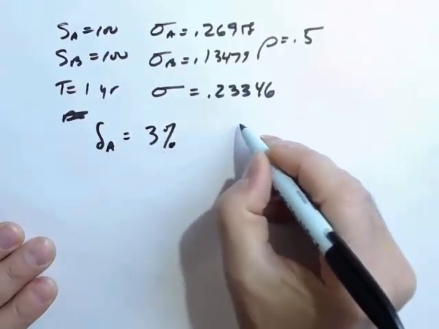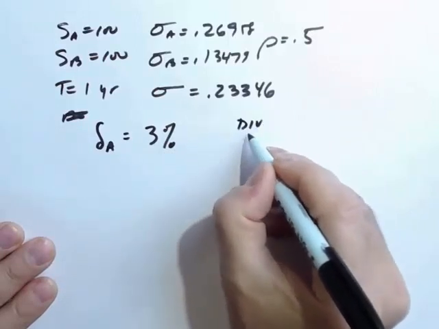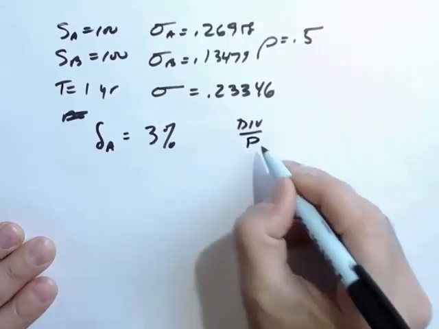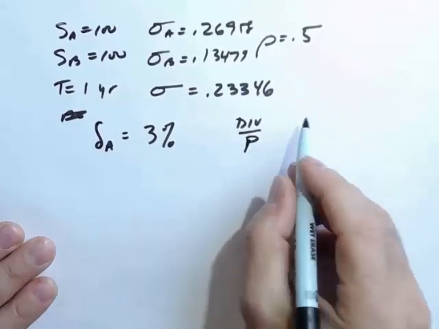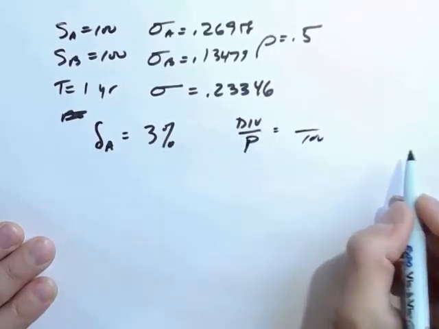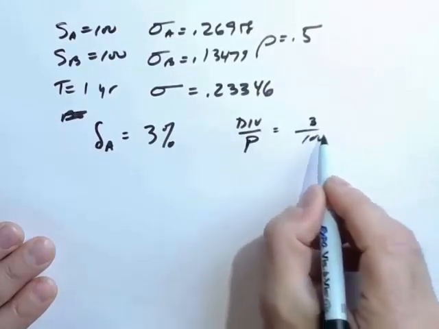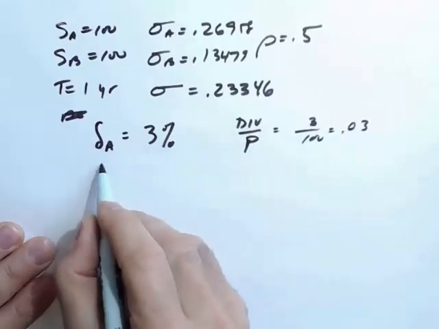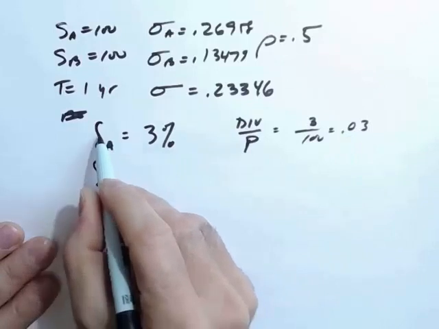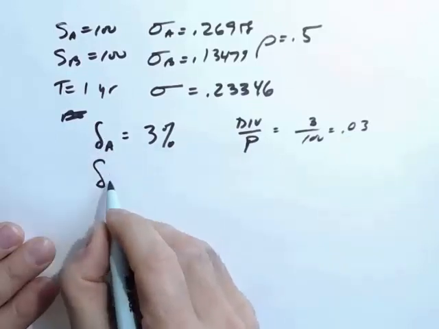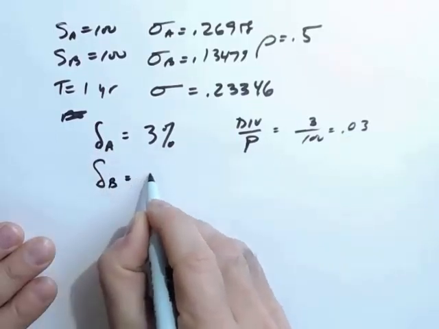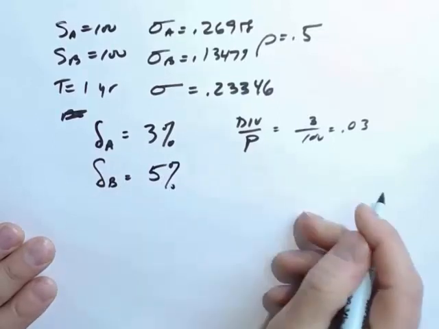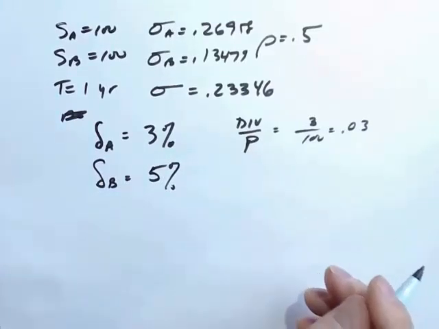Okay, remember what dividend yield is. It's the dividend on an annual basis divided by the price of the stock. So if the price of the stock is $100, the dividend has to be $3 per share in order to be 3%. And then the dividend yield, so that's a little d, little delta in Greek. Let's make that 5% dividend yield here.